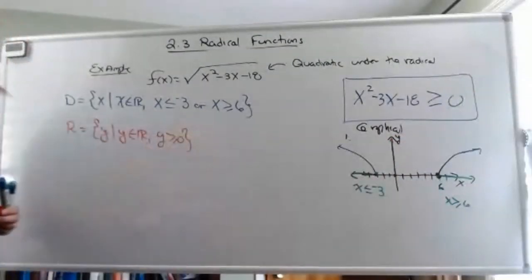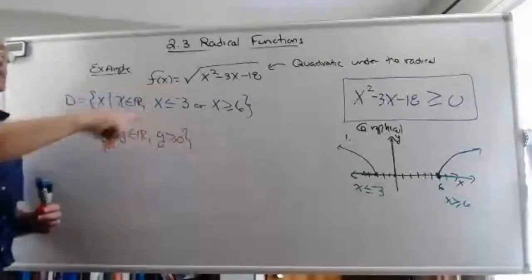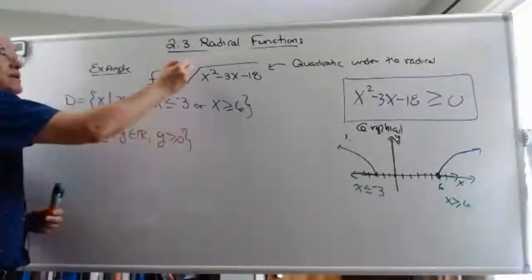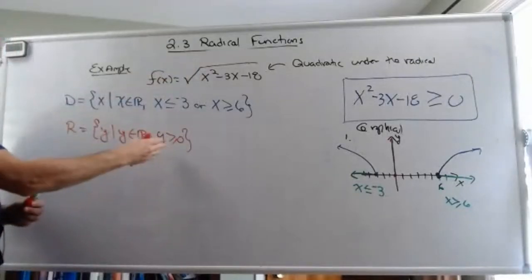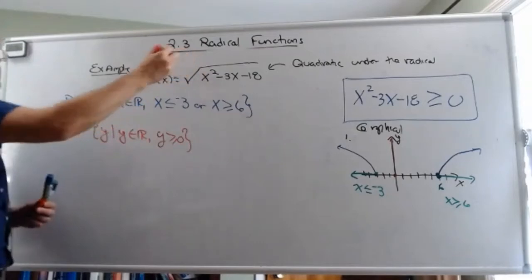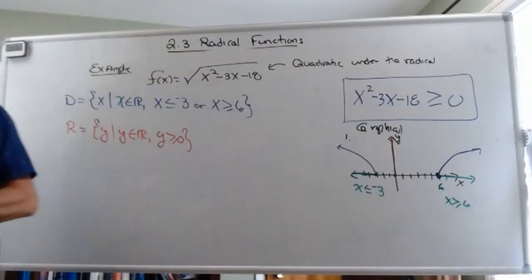Now you may ask the question, is that the same range for all of them? Predominantly, unless, for example, I put a negative out front and then it would flip down and it would be less than or equal to 0. So it's a different sign out front. If that was a negative of that square root, the range would then flip.